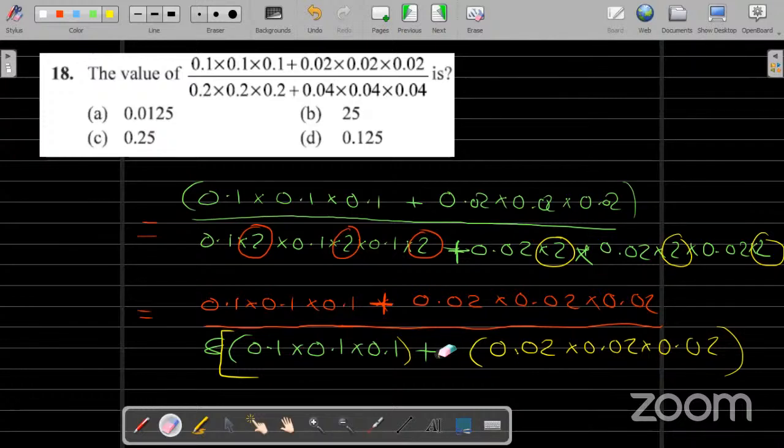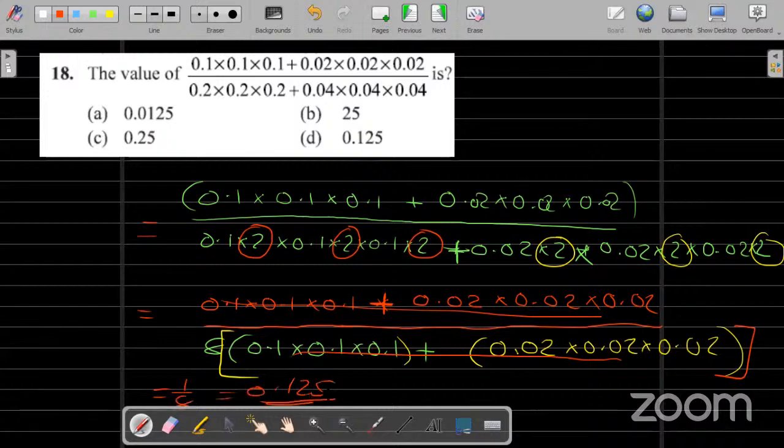So that means I have taken 8 in common. Then the numerator and the other part other than the 8 are the same, so those two things get cancelled. So the answer will be 1 by 8. 1 by 8 is 0.125, and 0.125 is the answer.